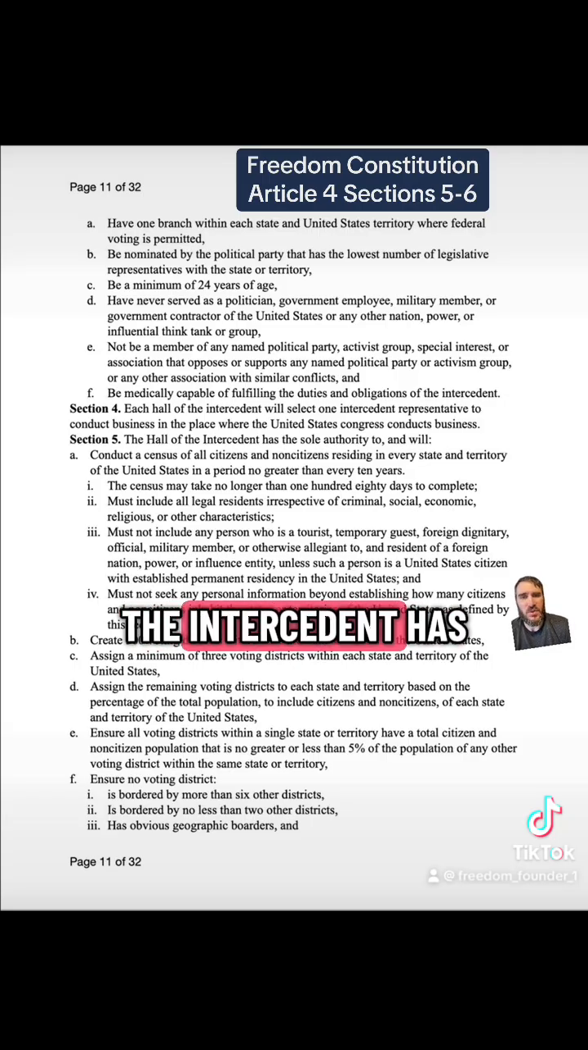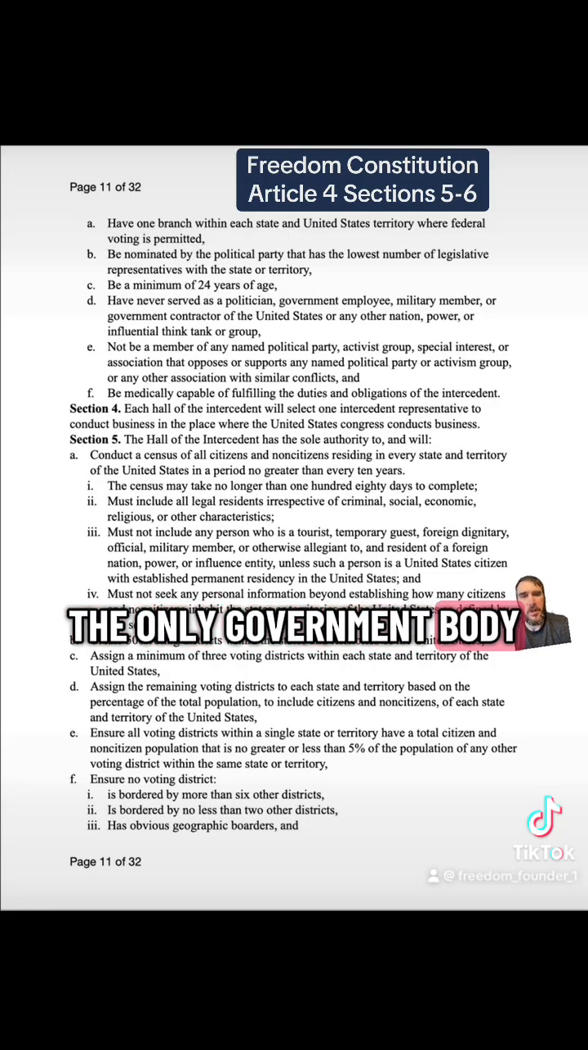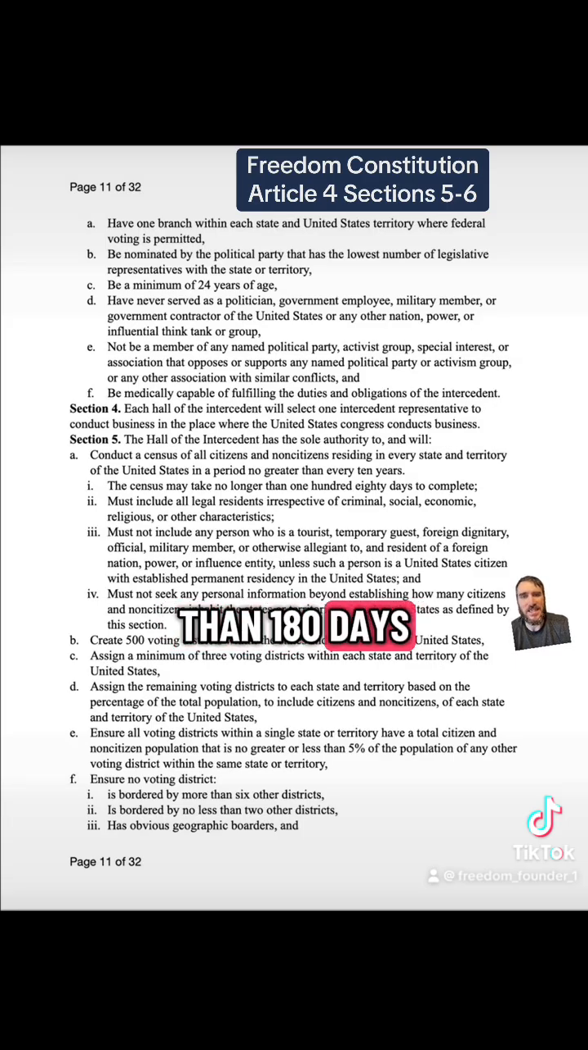The Hall of the Intercedent has the sole authority to, and will, conduct a census of all citizens and non-citizens residing in every state and territory of the United States in a period no greater than every 10 years. You can see right off the top, the Hall of the Intercedent is the only government body that is permitted to conduct a census, and it has to be done every 10 years, and no longer a period of time than 10 years. The census may take no longer than 180 days to complete.